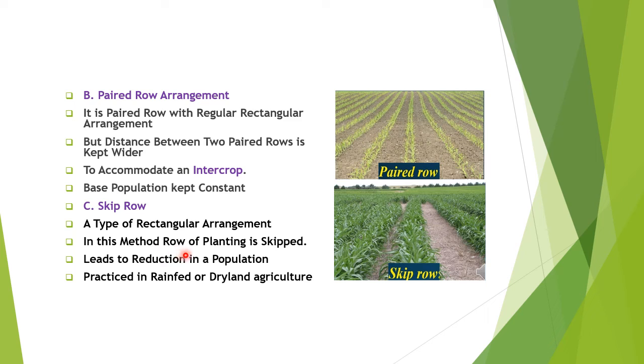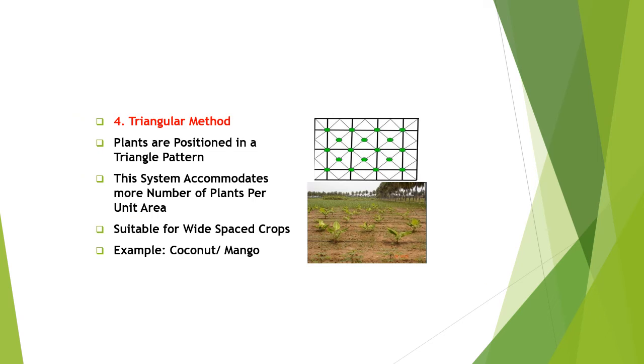In this method, a row of planting is skipped, which leads to a reduction in population because you are keeping an area empty, but it's practiced in rain-fed or dryland agriculture. So we have seen different types of rectangular arrangements.